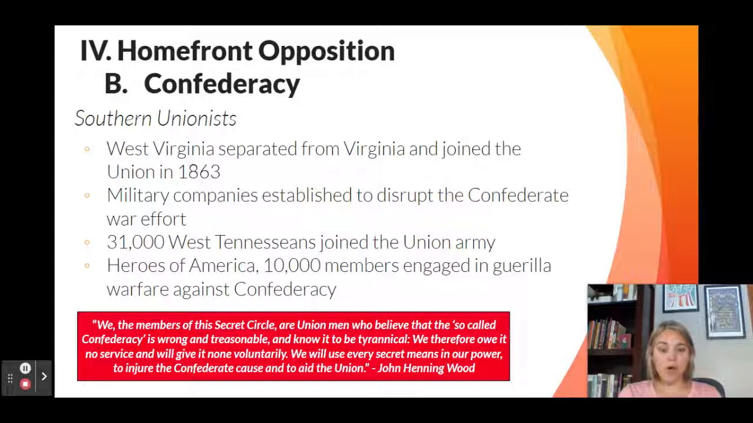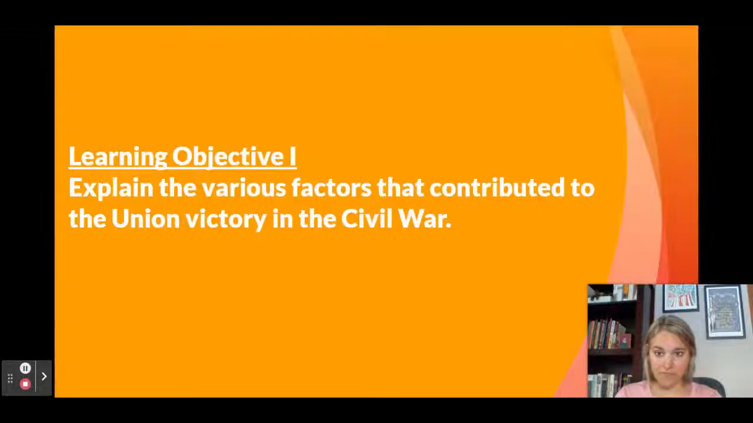And here's a quote from John Henningwood, who is a Southern Unionist. "We, the members of this secret circle, are Union men who believe that the so-called Confederacy is wrong and treasonable and know it to be tyrannical. We therefore owe it no service and will give it none voluntarily. We will use every secret means in our power to injure the Confederate cause and to aid the Union."